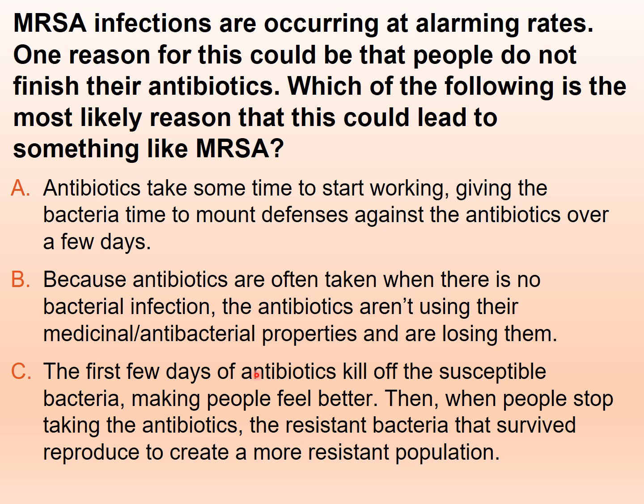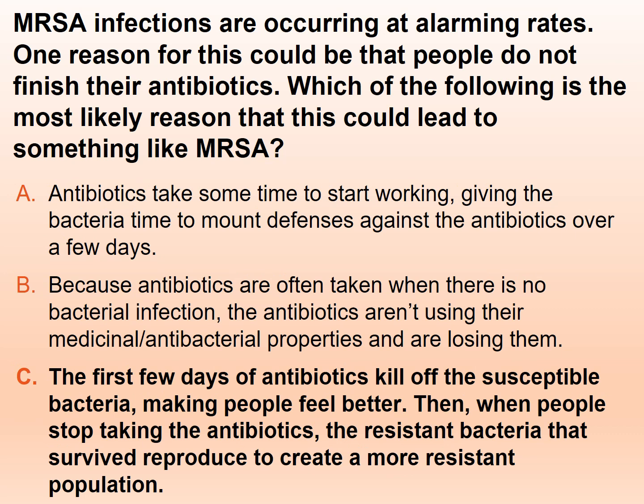And then the third one says, the first few days of antibiotics kill off the susceptible bacteria, making people feel better. So often people that feel better stop taking their antibiotics. But then it's not killing all of the bacteria, so some of the bacteria are still surviving. So when people stop taking the antibiotics, the resistant bacteria that have survived this treatment can reproduce and create a more resistant population. So which one do you think it is? C is correct.